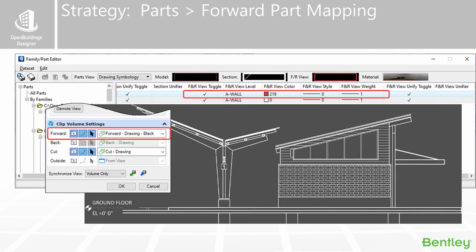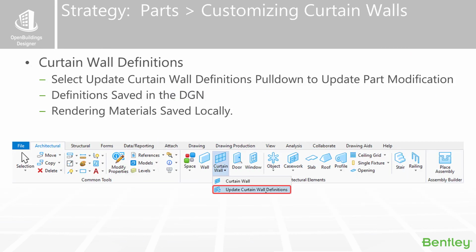Be aware, though, there's another override. If you're using a display style, for instance, on your clip volume settings for your forward view, where you might be overriding color. For instance, we have a forward drawing black display style. If you apply that, it overrides everything. So my patterns would be black, the wall lines would be black, and so forth. Just a couple of things to think about there. That's it, and I will send it back to you, Mark.